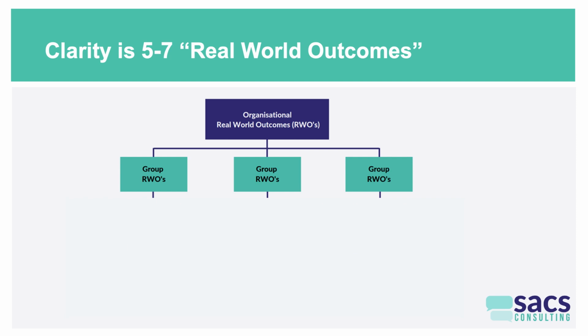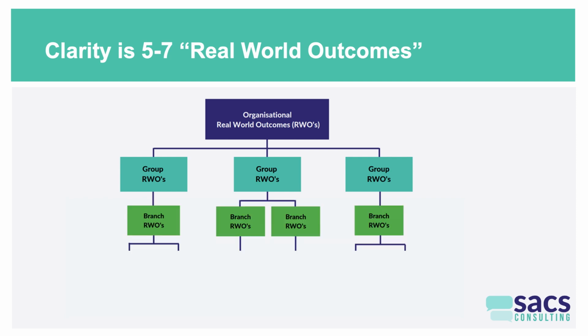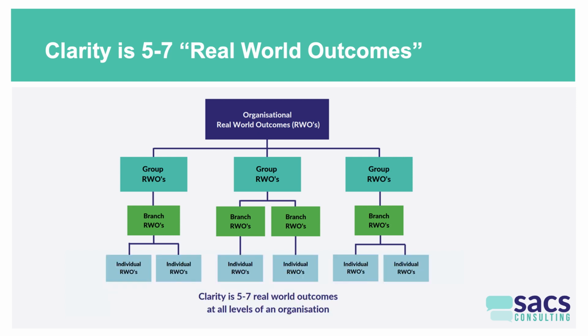Once you've got your organisational real-world outcomes, this allows you to cascade them down into groups, and they then can be cascaded down to outcomes that need to be achieved at the branch level or the business unit level, whatever you want to call it. And then finally, individual real-world outcomes. Now, the individual real-world outcomes are where you go to an employee and you say, what does success look like in my role?